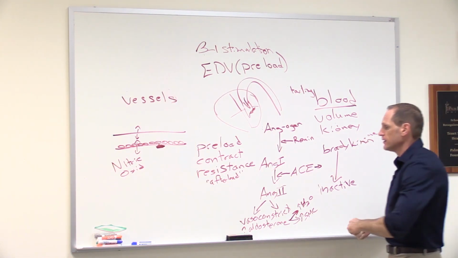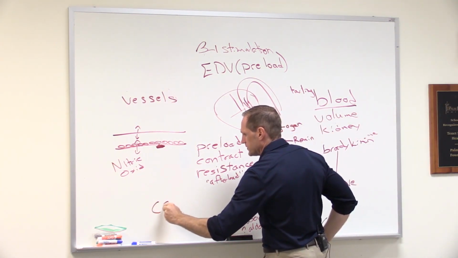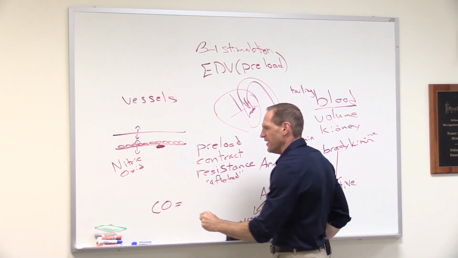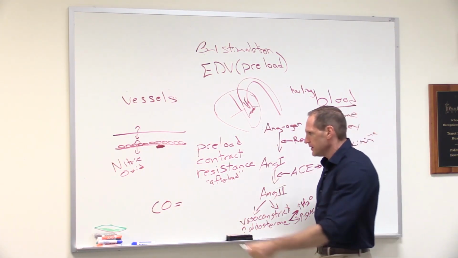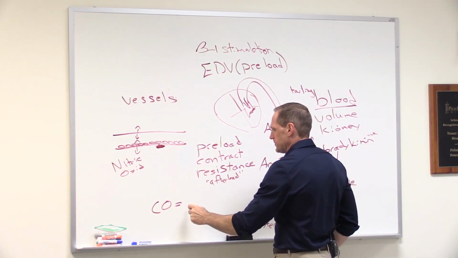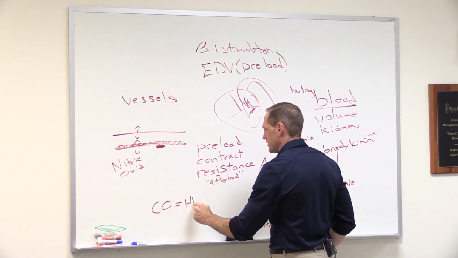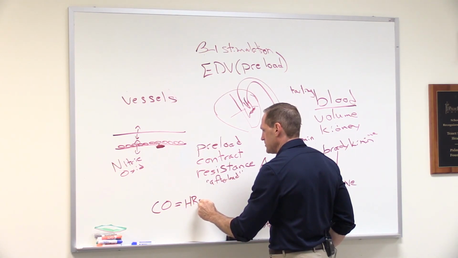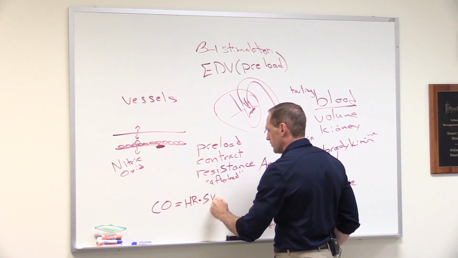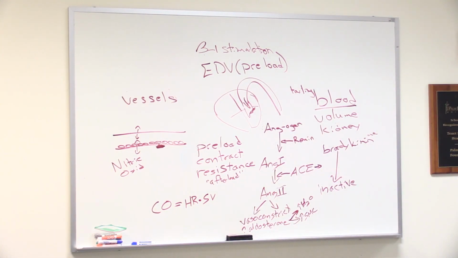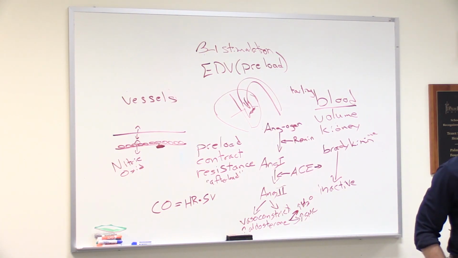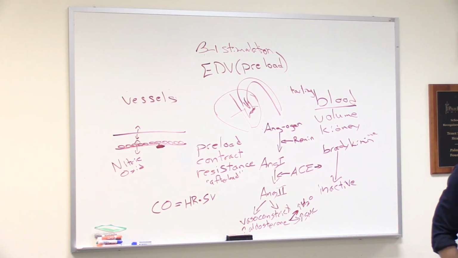Okay, so cardiac output, CO. Oh man, I hate this. Cardiac output equals the heart rate times the stroke volume. What is stroke volume? The amount of blood that comes out every time your heart pumps.